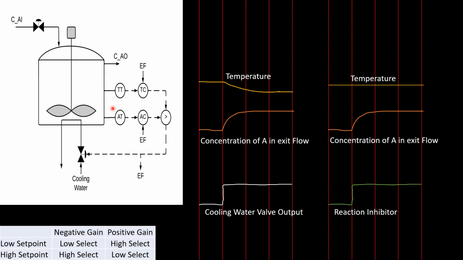So we're using some sort of analyzer or some sort of instrumentation, AT, to measure the concentration of A that's within the reactor. If we assume it's a perfectly stirred reactor, wherever we're measuring the concentration within the reactor is going to be the same concentration that's coming out of the reactor. Then our abnormal control variable, which is reactor temperature, is measured by some temperature instrumentation.